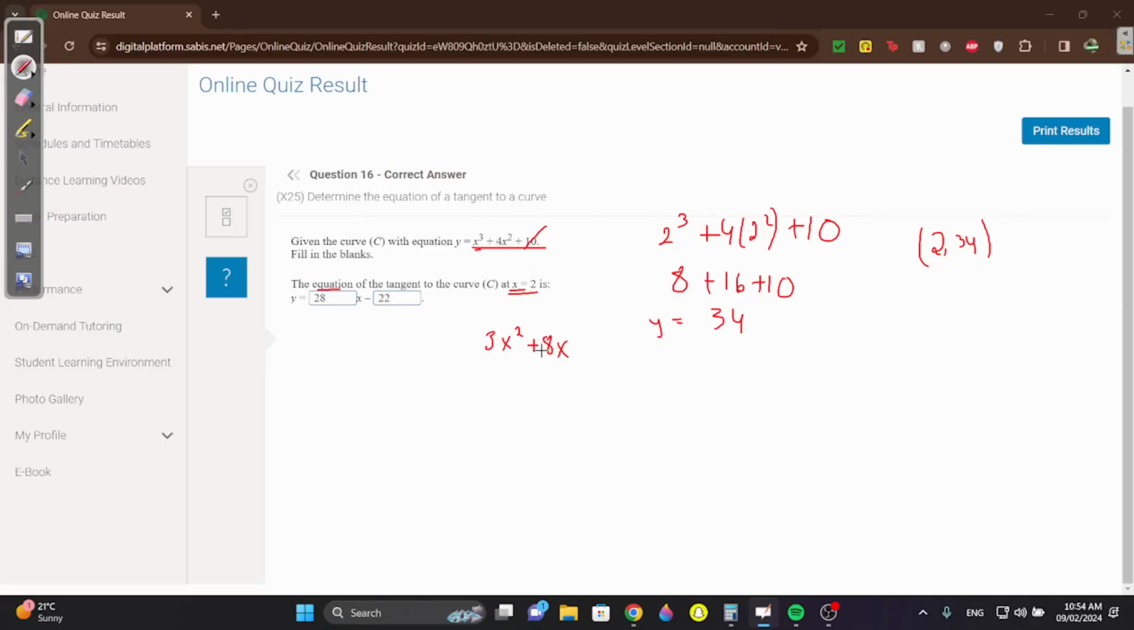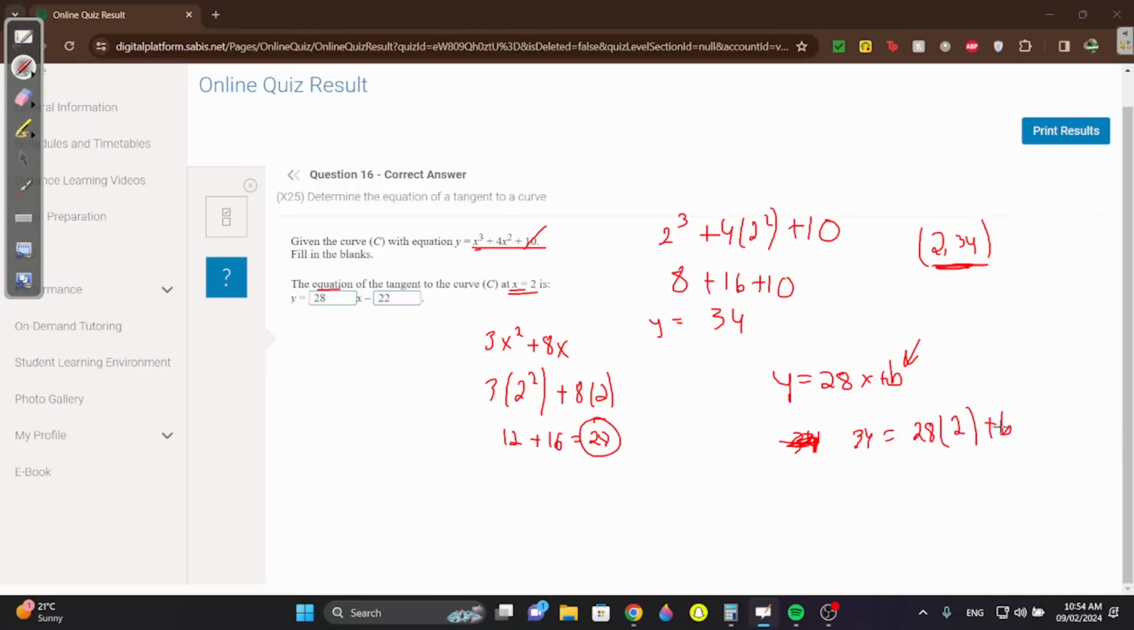Now plug in your x. Plug in 2. It's 3 times 2 squared plus 8 times 2. You get 3 times 4, 12 plus 16, which is 28. So your slope is 28. So we got y equals 28x plus b. How do you find b? Substitute your x and y. y is 34, so 34 equals 28 times x, which is 2, plus b.